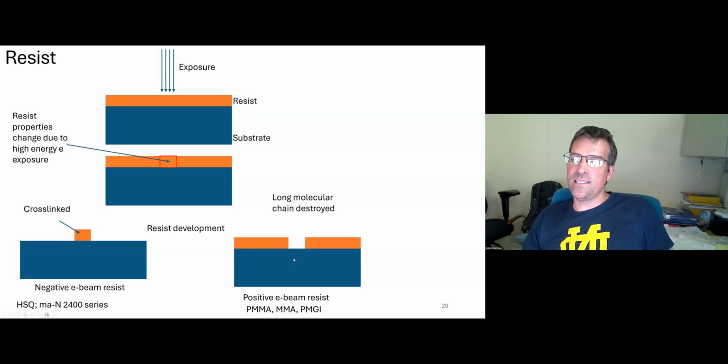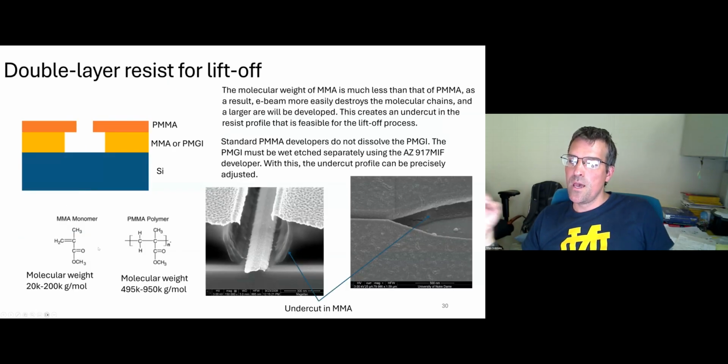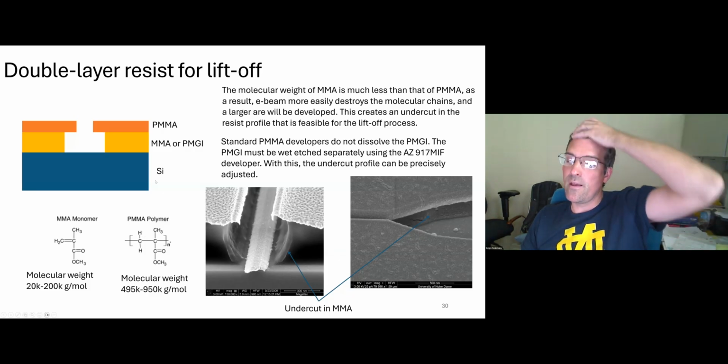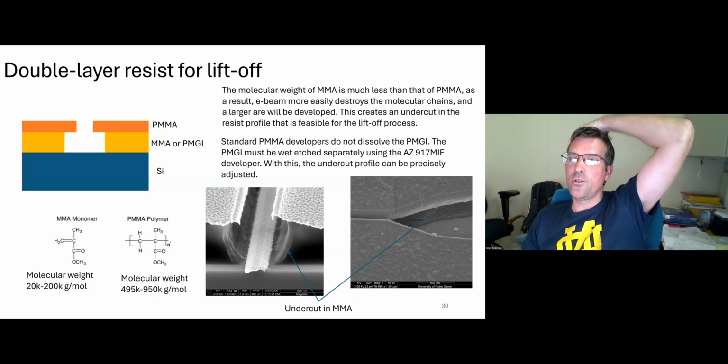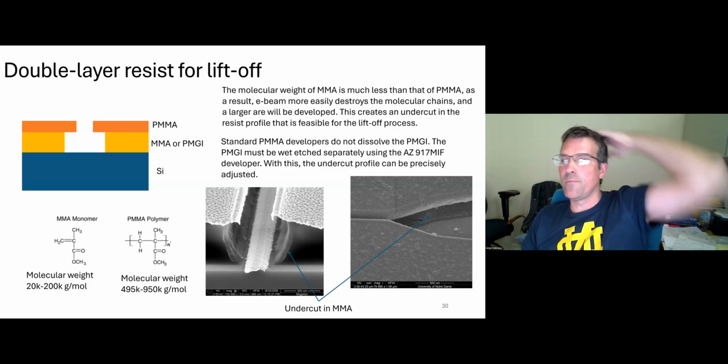So there are two types of resist, PMMA, MMA, PMGI. These are way more common to use in E-beam lithography than negative resist, but negative resist does exist in electron beam lithography if you want to do some etching. Now, what I would suggest, if you haven't done it before and you do lift-off, is to consider using a double layer resist structure.